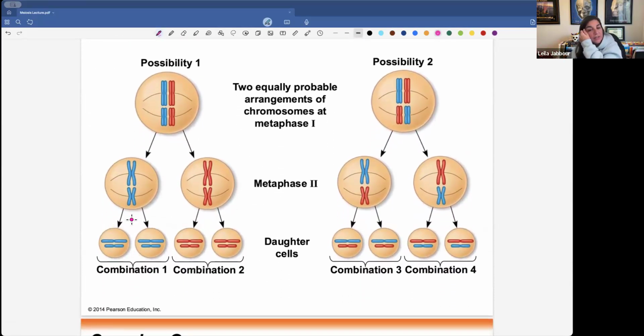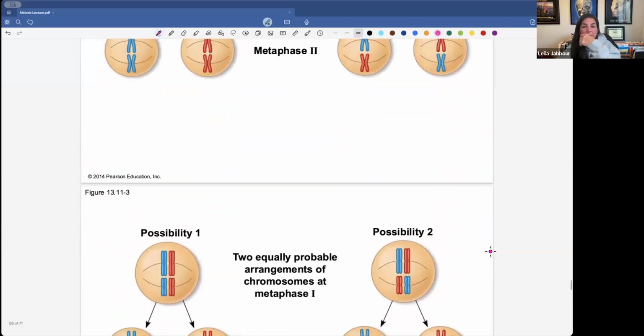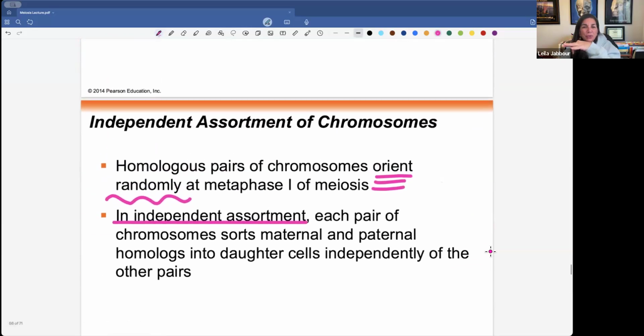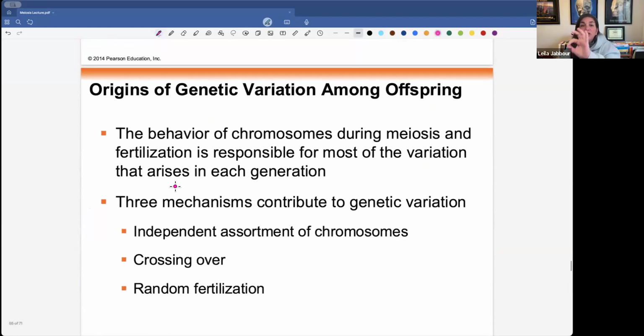Then in the second round of meiosis, you're just splitting the replicated chromatids, and you end up with 4 different combinations of potential gametes. These slides are basically honing in on this variation. Independent assortment was the first one. Remember: independent assortment, crossing over, and random fertilization. Those are the origins of genetic variation among offspring.